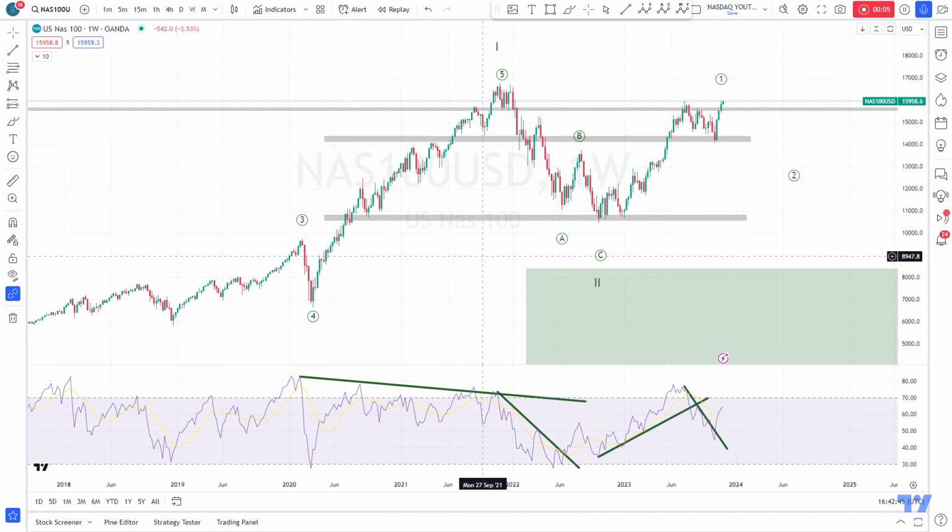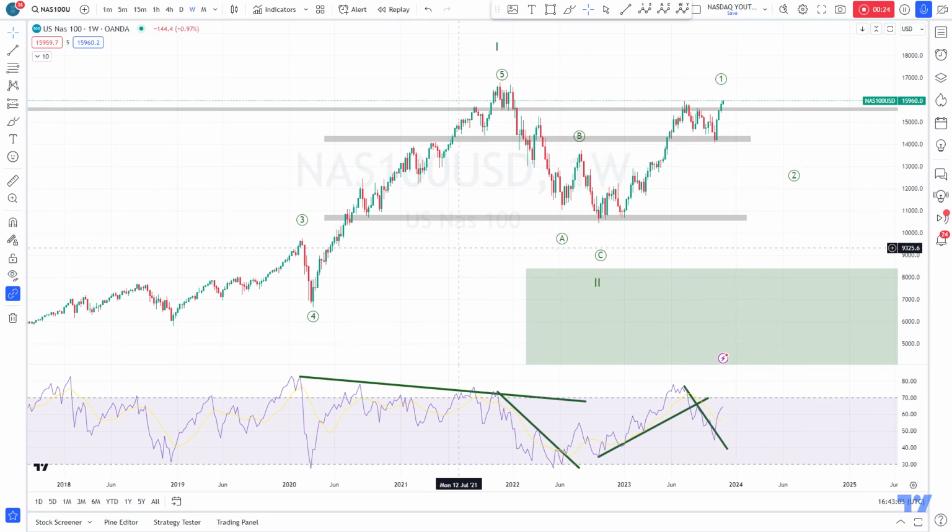For the record, today is Monday, November 20th. Time is around 4:45 p.m. GMT. So I will start in the higher time frame, as it has been a while since I made a higher time frame analysis of the NASDAQ.